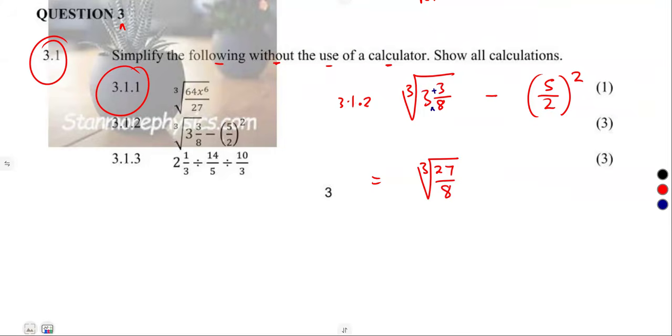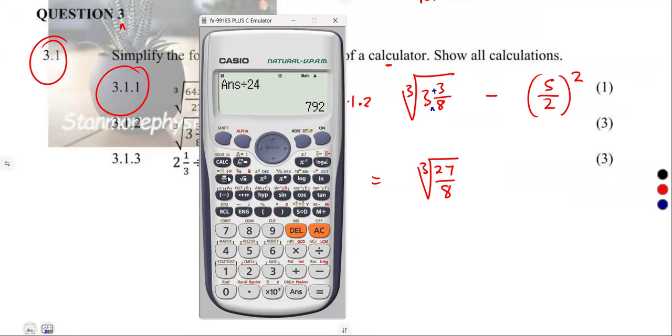All right, or you can use the calculator: shift, you press this fraction key like this. So you put 3 and 3 over 8. This is going to give us 27 over 8, all right?